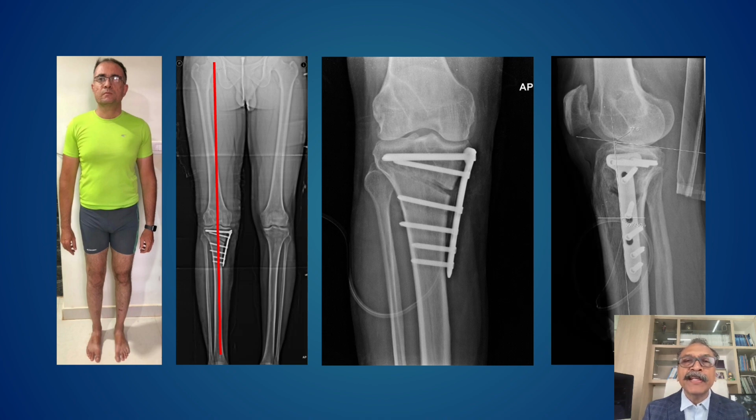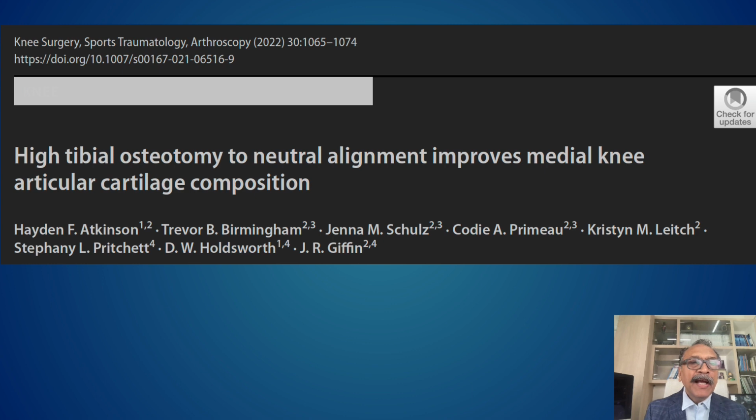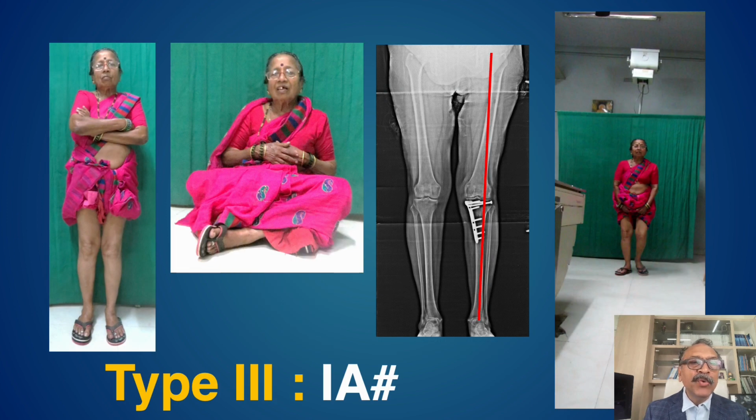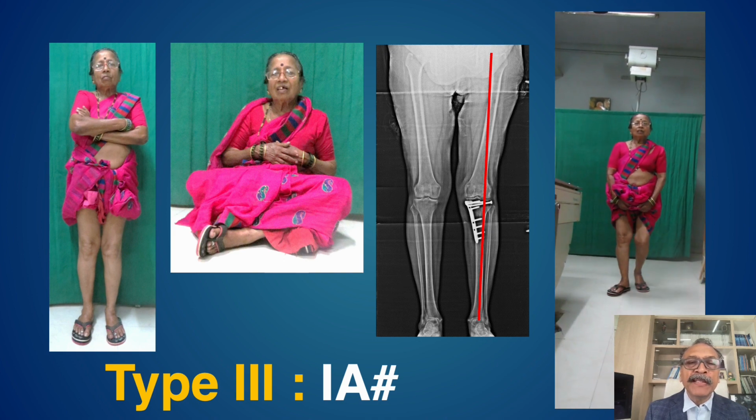Do not overcorrect into valgus, okay? And there are a lot of papers which also tell us that even taking it to neutral can improve the cartilage composition. And for athletes, you don't want to overcorrect. But you can overcorrect in older people, like this elderly lady who had an overcorrection up to 66%. She's completely free from pain and there are no symptoms.